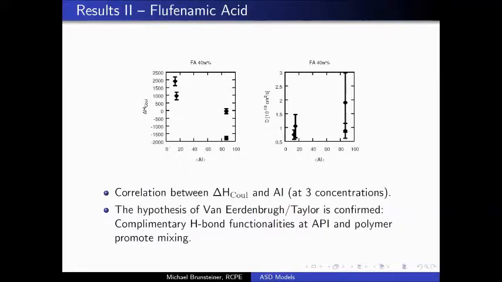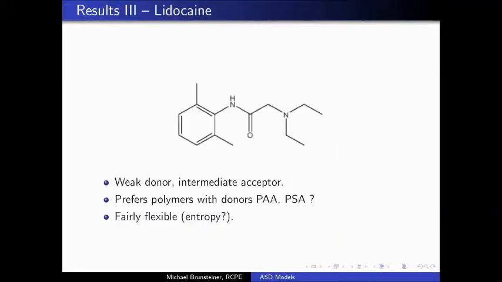This is a different picture with average amorphicity indices, as they call it, rather than specific, but I can't go into that now. It's pretty much the same thing. Anyway, so the next compound, here we've got a relatively weak donor and an intermediate acceptor. We can assume that this perhaps might prefer polymers that have donor functionalities, like this polyacrylic acid or polysulfonic acid. And it's relatively flexible compared to the other two.